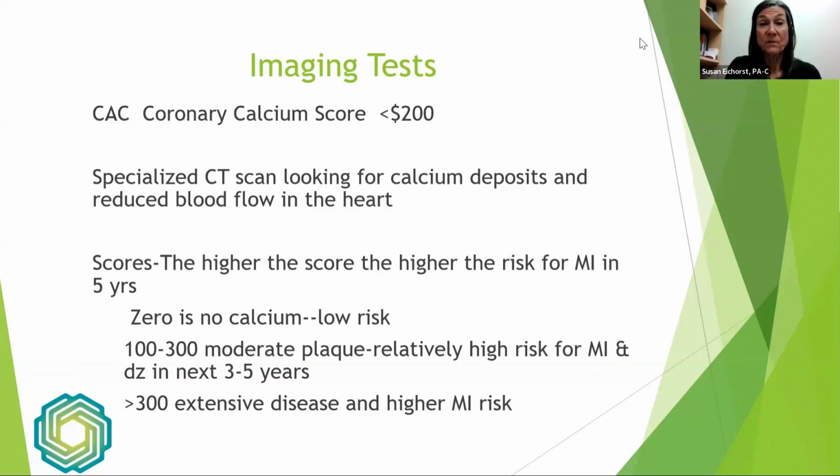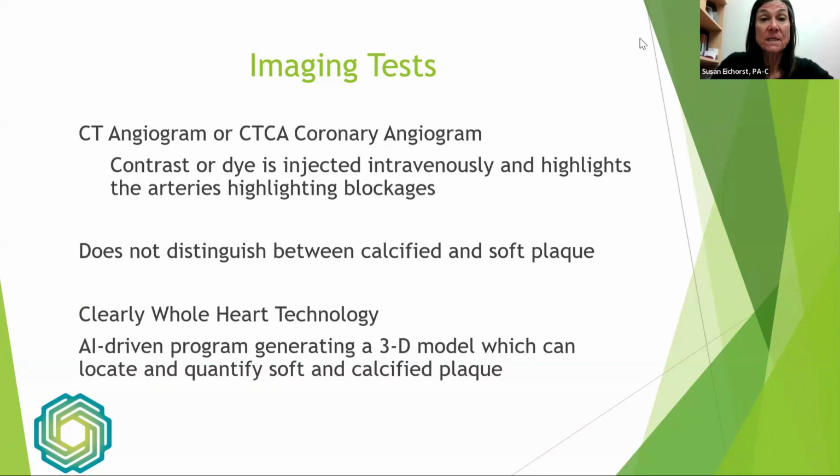0 is no calcium and a very low risk of a heart attack in 5 years, and then it moderates from there. So 100 to 300, kind of moderate plaque, relatively high risk for an MI in 3 to 5 years, and then a high risk if it's over 300. Again, as I said, these are not usually covered by insurance, but are well worth your money, well spent.